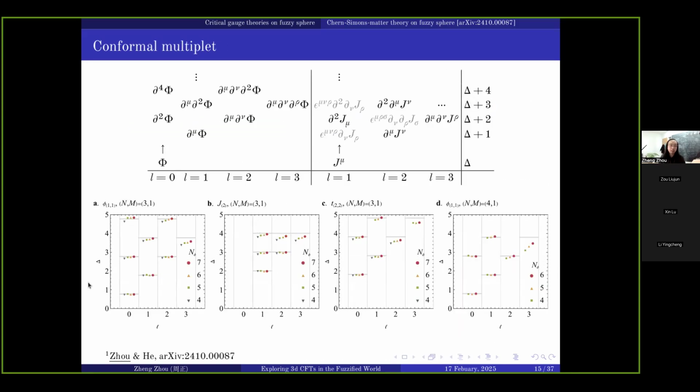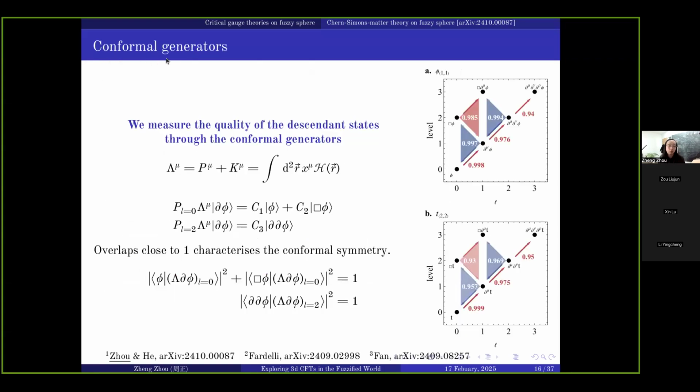So how are we sure that those states that form the integer spacing are descendants of the same primary? We can make use of the conformal generators. For example, the conformal generator P_mu plus K_mu can be written as the Hamiltonian density H integrated against the coordinate. So by acting this generator on a state, it increases or decreases the number of partial derivatives by 1.